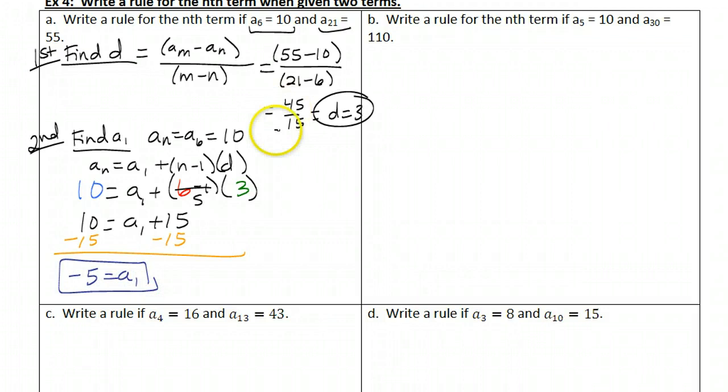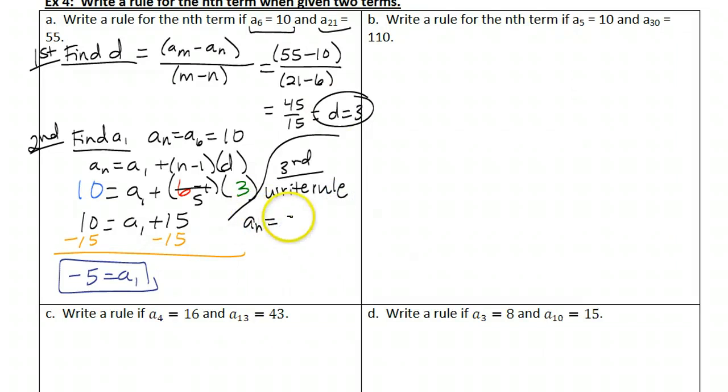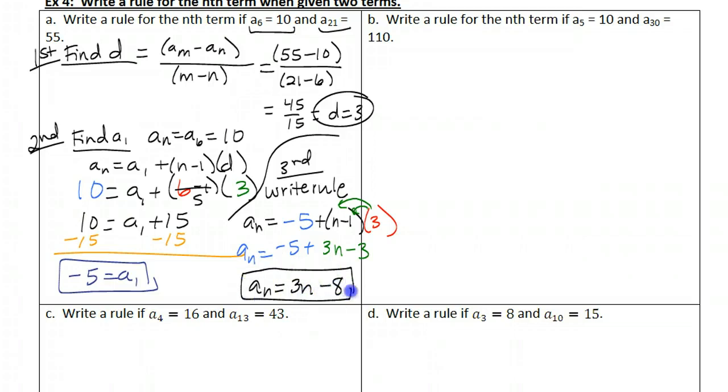And now my third step is the same thing again that I did for example 3. Now I'm just going to write my formula, or write my rule, it's called, my rule for the nth term. Alright, so when I write my rule for my nth term, I plug in A1, I leave N as N, and I plug in D. Then I distribute D, so that would be 3n minus 3 for that part. And then finally, I combine like terms. So term n this time equals 3n minus 8.